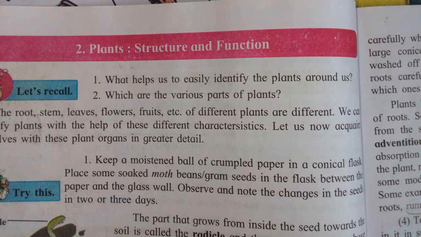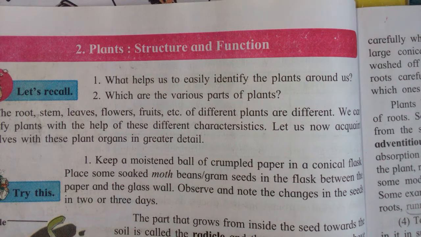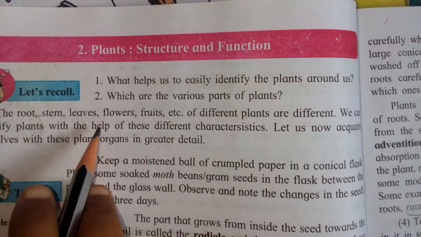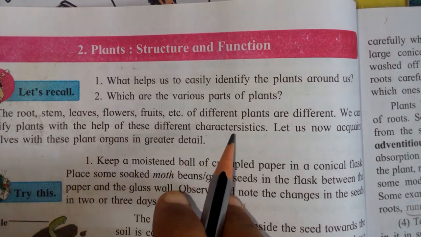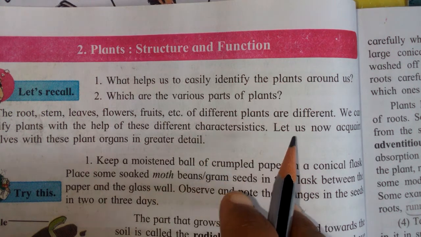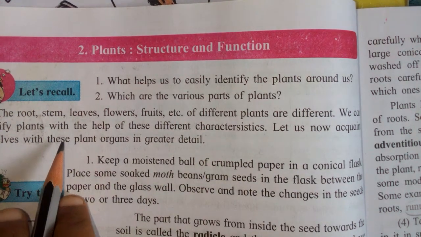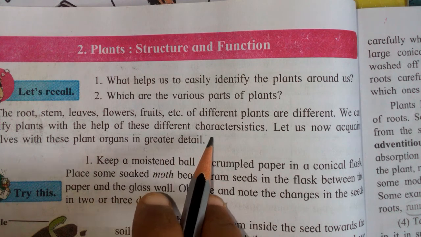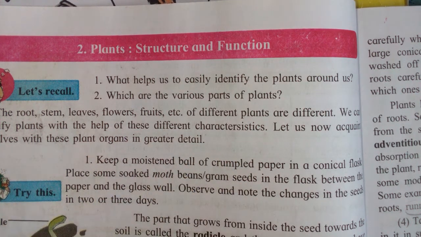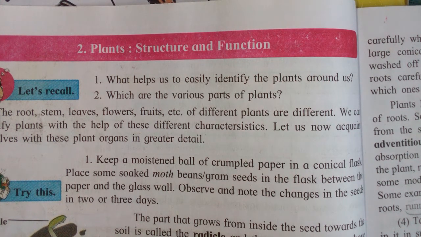Yes, very good. The root, stem, leaves, flowers and fruits. We see here the root, stem, flowers, fruits. These are the different plants. Different plants are different. We can identify plants with the help of these different characteristics. Now in this lesson we will see more information about each and every part of the plant.